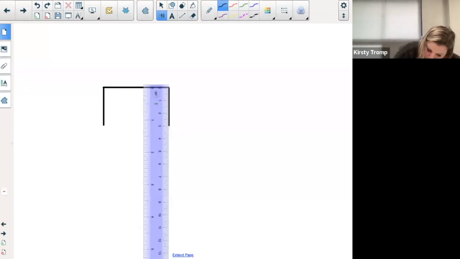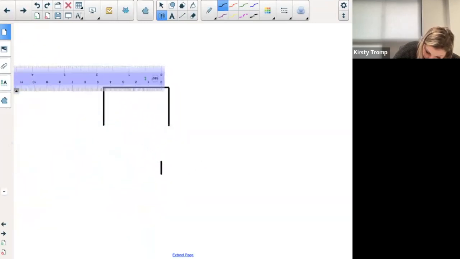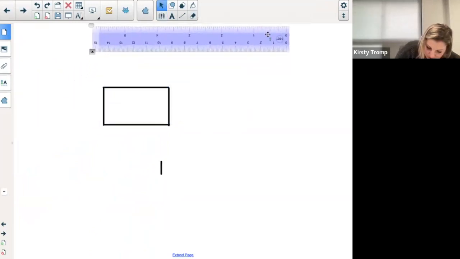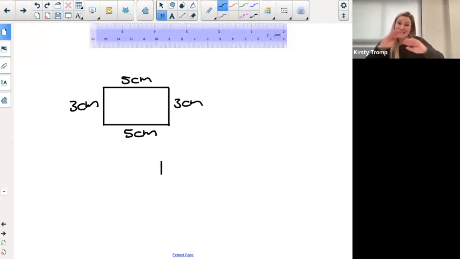And then what do we need to do? We need to join up the bottom. And on the bottom, we need to make sure that we have 5 centimeters. All right, label our rectangle. 5 centimeters, 3 centimeters, 5 centimeters, and 3 centimeters. Rectangle done.